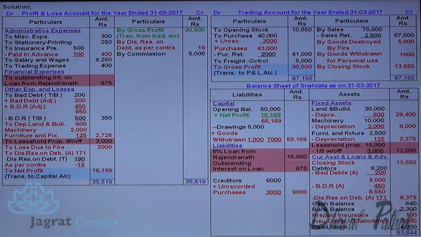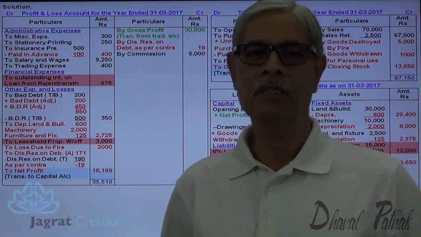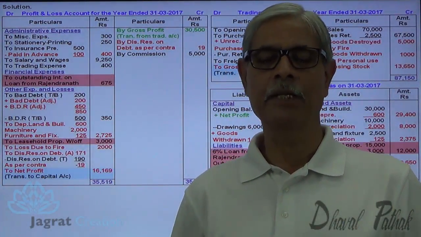Have a total of balance sheet. 83,844 is the total of liability side as well as asset side. Now, this is a sum with adjustment is presented here before you.